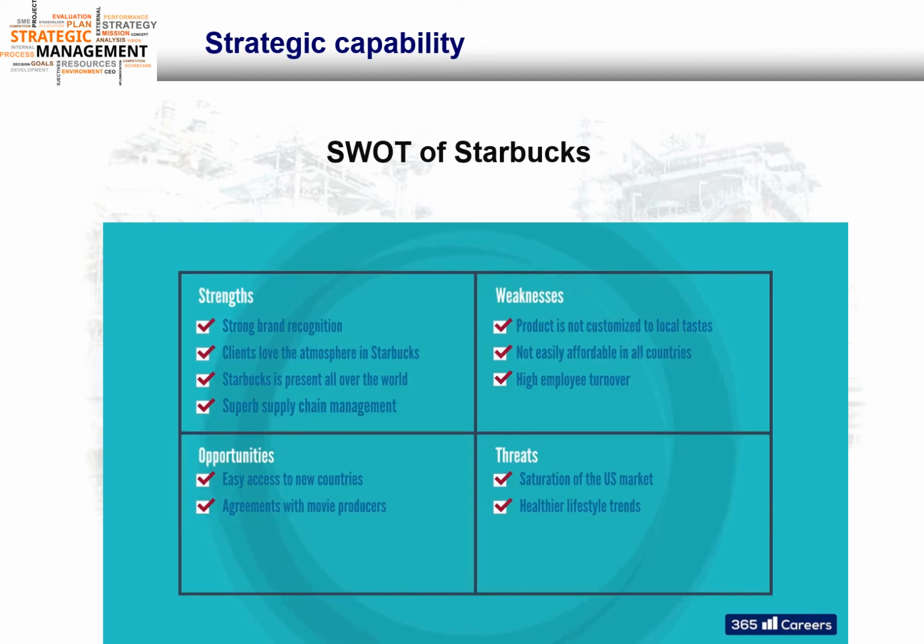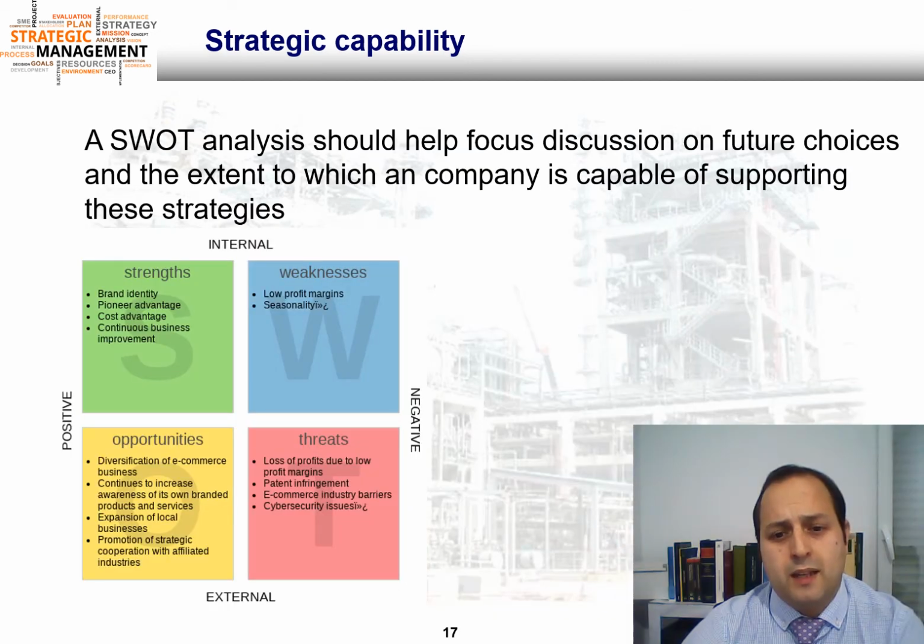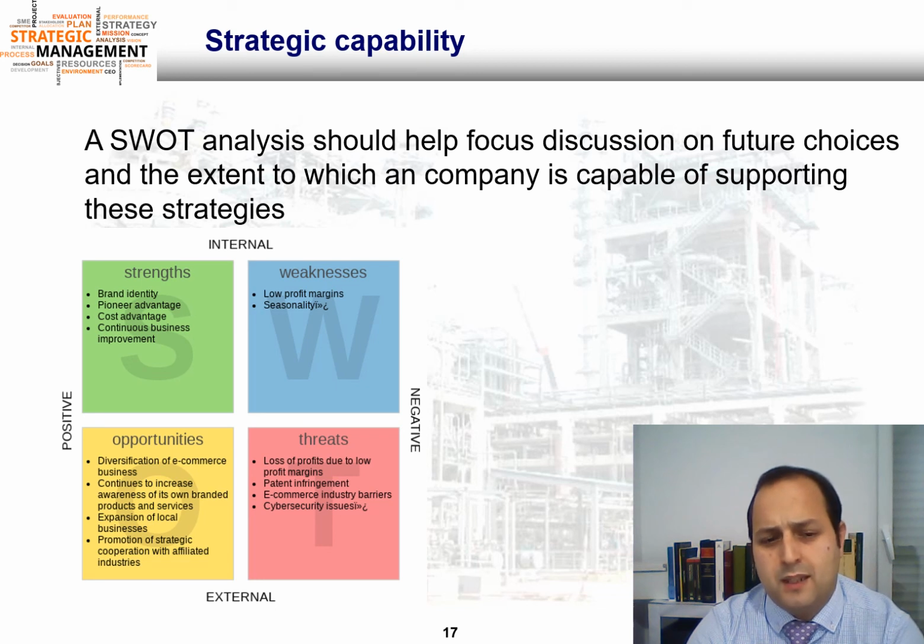SWOT analysis is a great tool that allows us to visualize and concentrate on some of the most important topics when analyzing a company. This will do for now. Once we have made a SWOT analysis or the SWOT framework, we can focus the discussion on future strategic choices. So to sum up, we can say that a SWOT analysis or the SWOT framework is a very useful tool used in strategic management to help focus the discussion on future strategic choices.